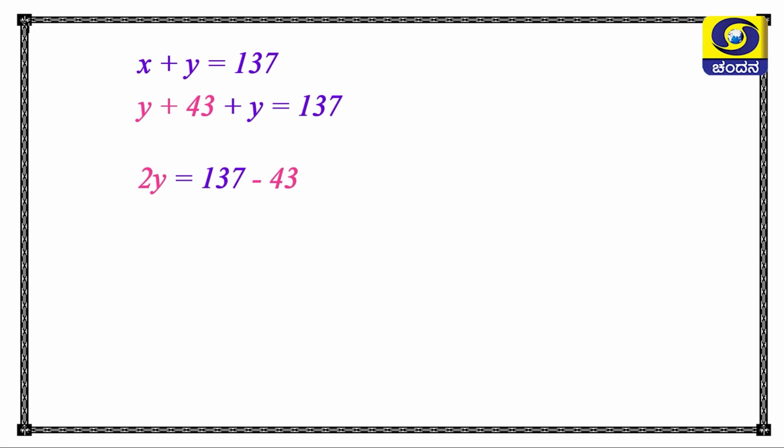2y plus 43 is equal to 137. I am sending 43 to right side, that is RHS. So it becomes minus 43. Therefore the equation becomes 2y is equal to 137 minus 43. So 2y is equal to 94. Y is equal to 94 divided by 2, that is 47. 2 ones are 2, 2 47s are 94. So y is equal to 47. We got the value of y.